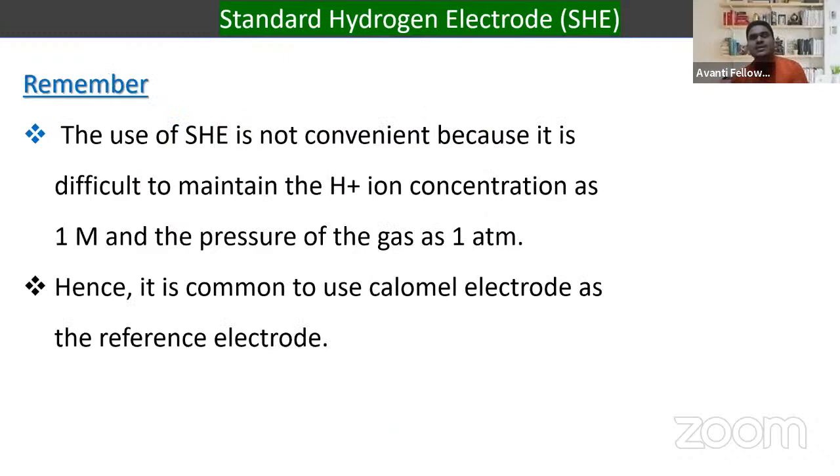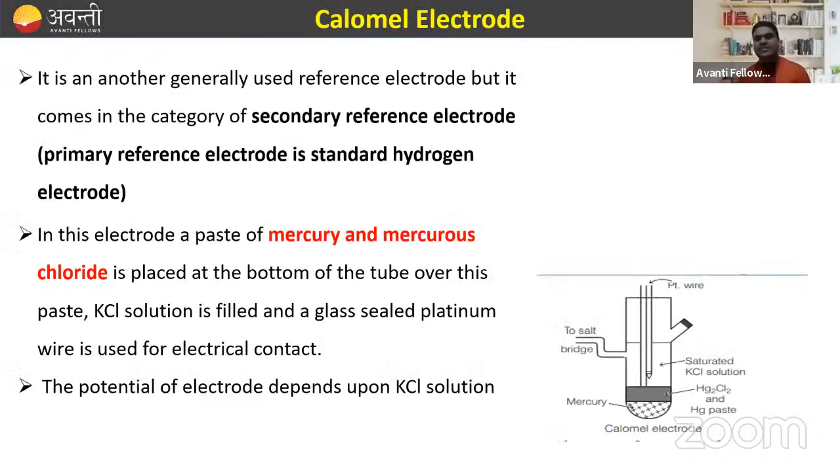Now, what is the important point to remember here? The use of SHE is not convenient because it is difficult to maintain the H plus ion concentration at 1 molar and the pressure of the gas at 1 atm. Hence, it is common to use the calomel electrode as the reference electrode.